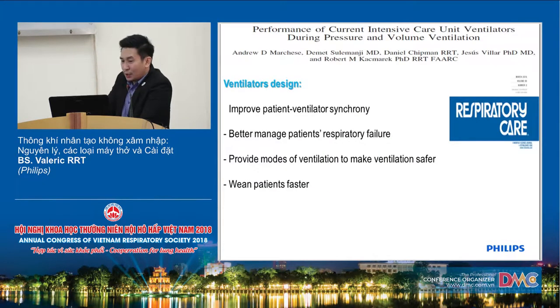Okay, so an additional journal published from intensive care, respiratory care. The ventilator must be designed with patient-ventilator synchrony, so it gives more comfort to the patient. So the ventilator must have improved patient-ventilator synchrony for us to deliver the non-invasive ventilation successfully.